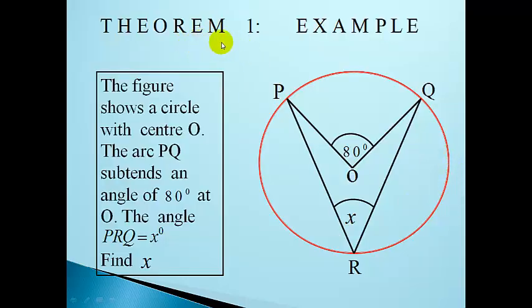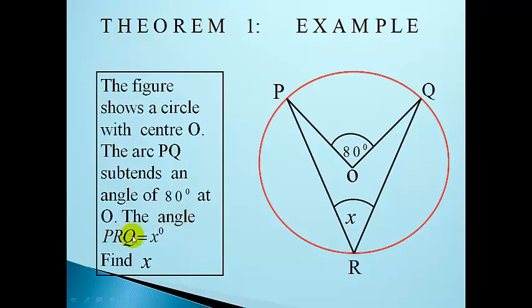Now, let's look at this example. The figure shows a circle with center O. So the center of the circle is O. The arc PQ subtends an angle of 80 degrees at the center. That is the angle as shown.